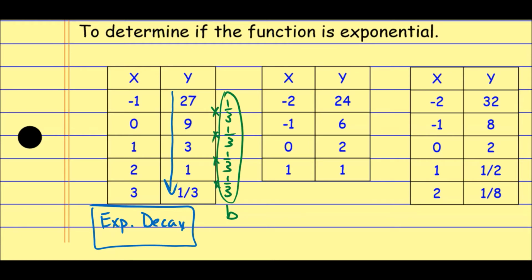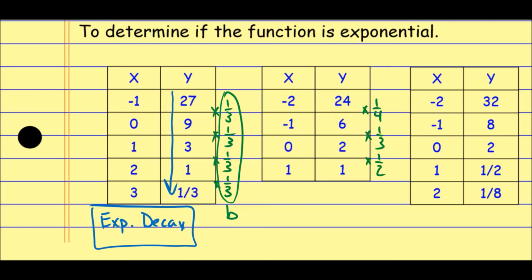If I look at the next one, once again, I can see that they're decreasing here. I went from 24 to 6 to 2 to 1. So it's decreasing for sure. But I want to determine, is this an exponential function that's decreasing? So I look for that multiplication. And so for this one, to get from 24 to 6, that's divided by 4 or times 1/4. And then to get from 6 to 2, that's divided by 3 or times 1/3. And then it's times 1/2.